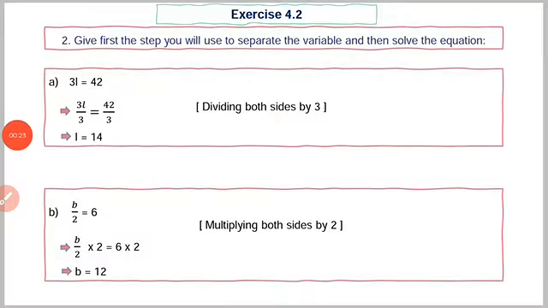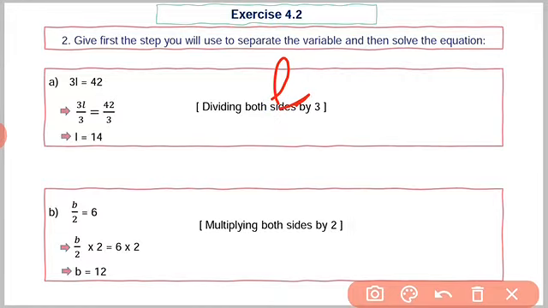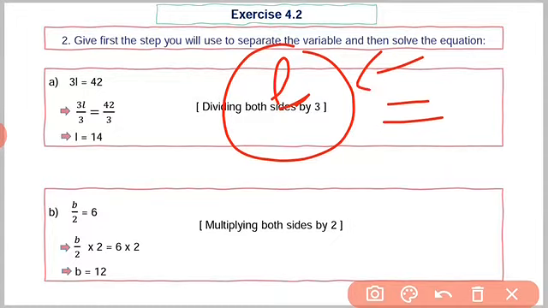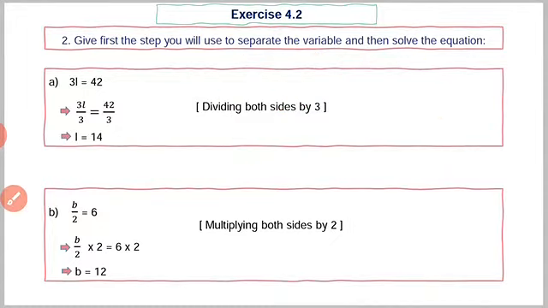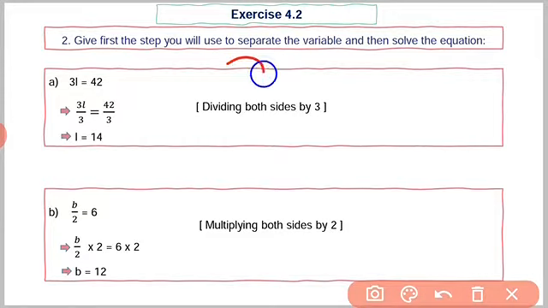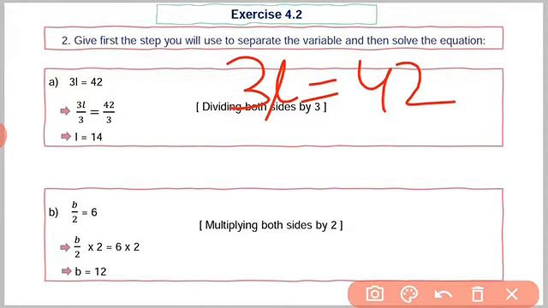What we have to do in this question is we have to separate the variables, that is, we should do mathematical operations in such a way that we are left with only variables on one side of the equality sign. In the A part, equation is 3L is equal to 42. So the variable over here is L, and we have to do mathematical operations in such a way that we are left with L on LHS.